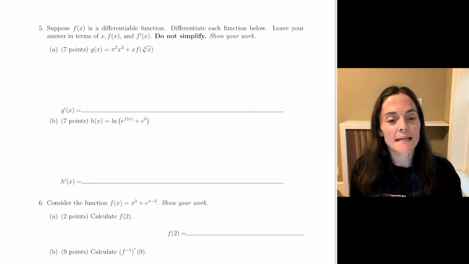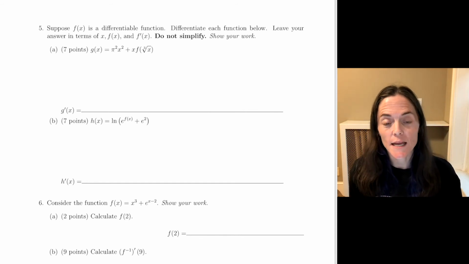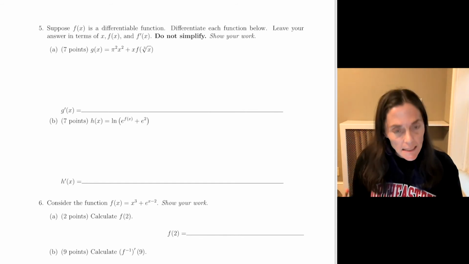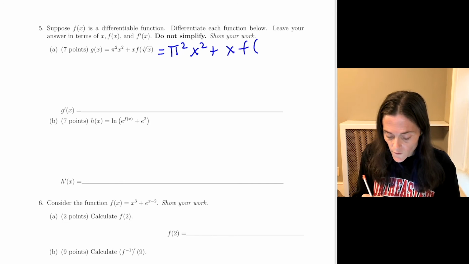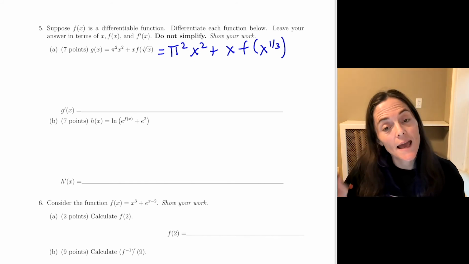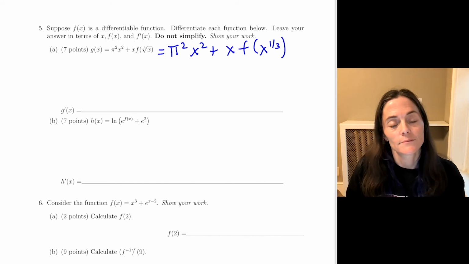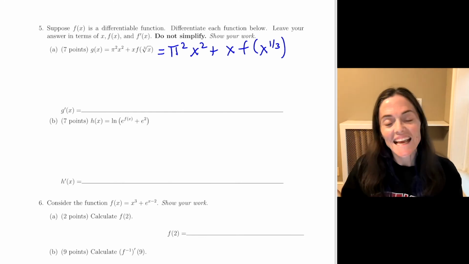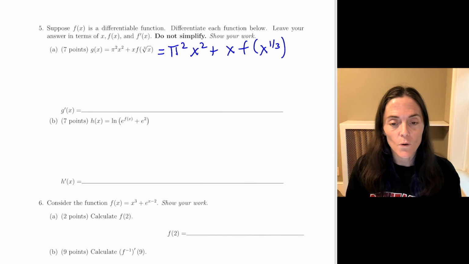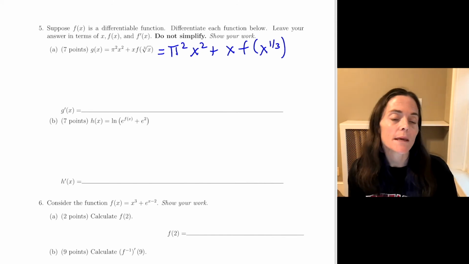The next question, this is where we just want to differentiate. Don't worry about simplifying. Let me take an initial step here. I'll leave this alone. Pi squared, x squared, we have x. Now, inside this function is the 1/3 power. So what are we given? We are given f is differentiable. And then we want to express the derivative of g and h in terms of, well, x, of course, but then also the derivative of the function will appear.